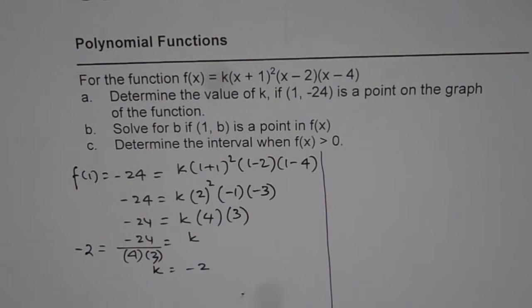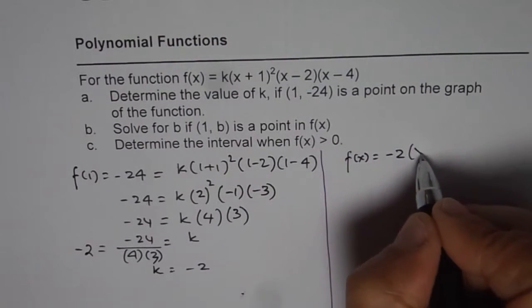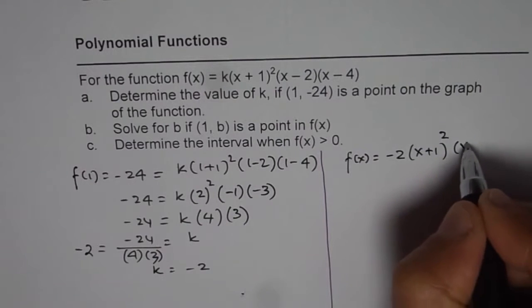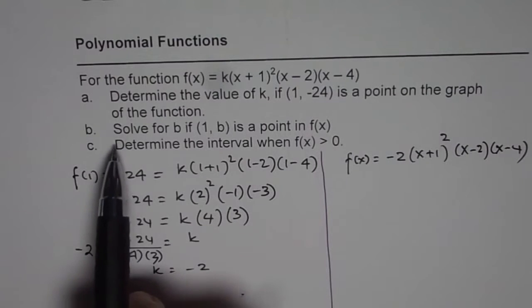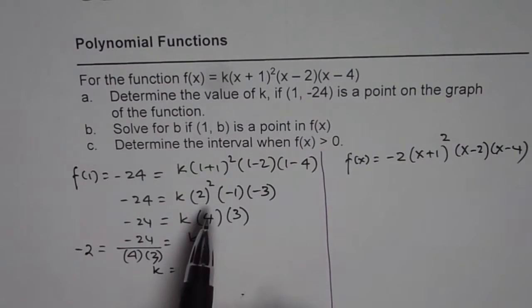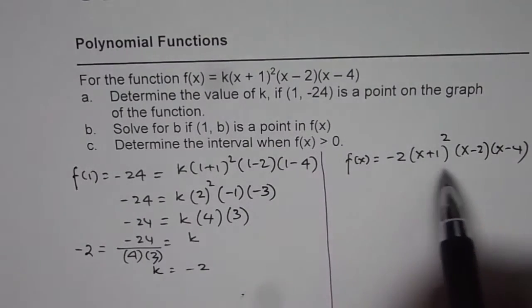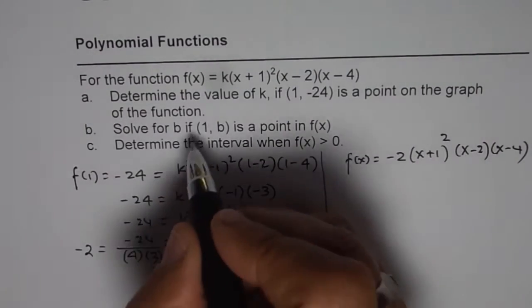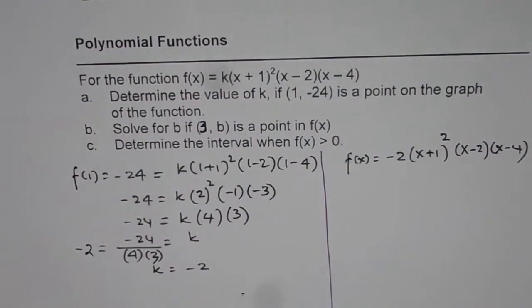Since we know k, we can write down the function as f of x equals minus 2 times (x plus 1) whole squared times (x minus 2) times (x minus 4). Let's do part B. Solve for b if (1, b) is a point on f of x. Well, b has to be minus 24, right? That is just the reverse of the first one, so we need not even do it. Anyway, we'll change the question. Let us say (3, b), and then we'll try to find what b is.